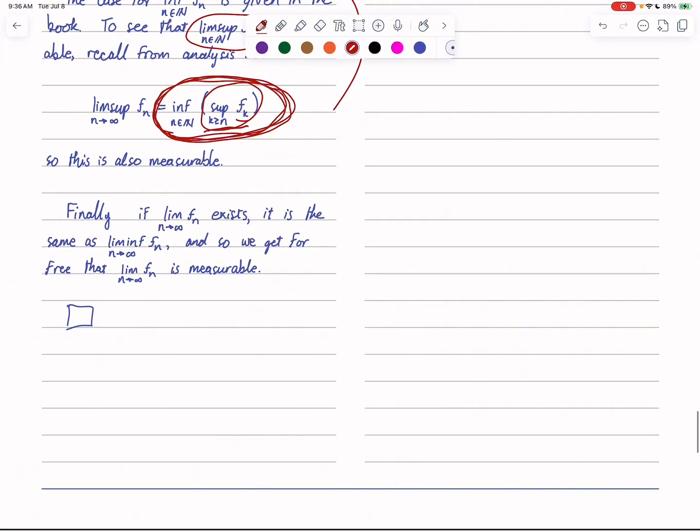Also, let's comment on the last little piece, which said that if the limit exists, then it is measurable. That is because if the limit exists, it is the same thing as the lim inf. Of course, I could have also said it's the same thing as the lim sup, since when the limit exists, it's equal to both the lim inf and the lim sup. So let's just talk about the lim inf. Since the limit exists, it is equal to the lim inf, and we already showed that the lim inf is measurable, so the limit is measurable. There, that concludes the proof.